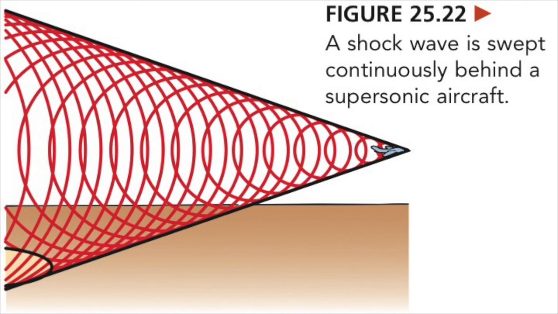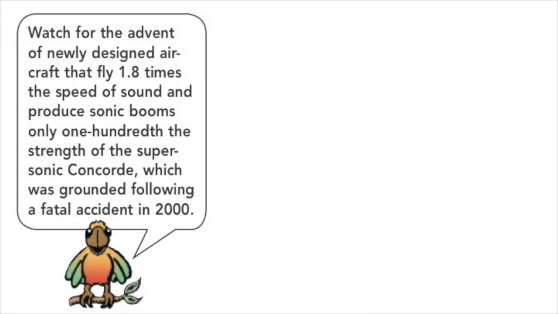Here's that cone again from the supersonic aircraft, figure 25.22. It says a shock wave is swept continuously behind a supersonic aircraft. You can look at that and understand that it's conical, it's three-dimensional. It's a cone. Watch for the advent of newly designed aircraft that fly 1.8 times the speed of sound and produce sonic booms only 1/100th the strength of the supersonic Concorde, which was grounded following a fatal accident in 2000.